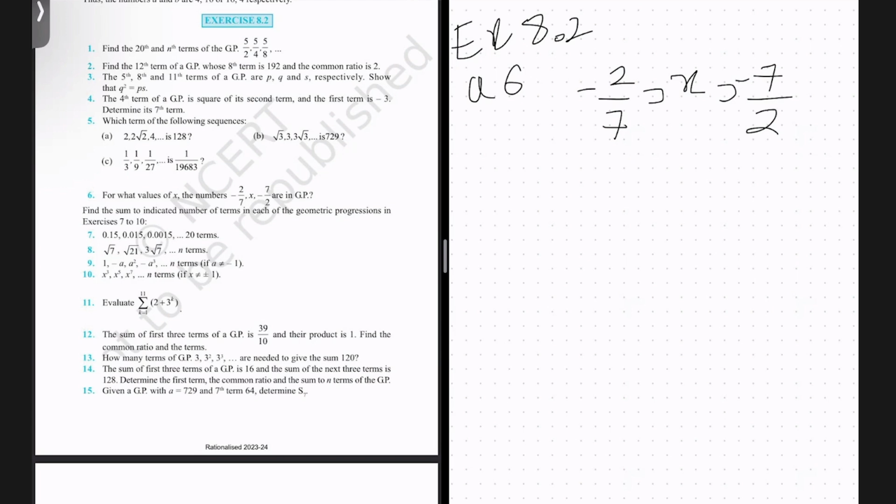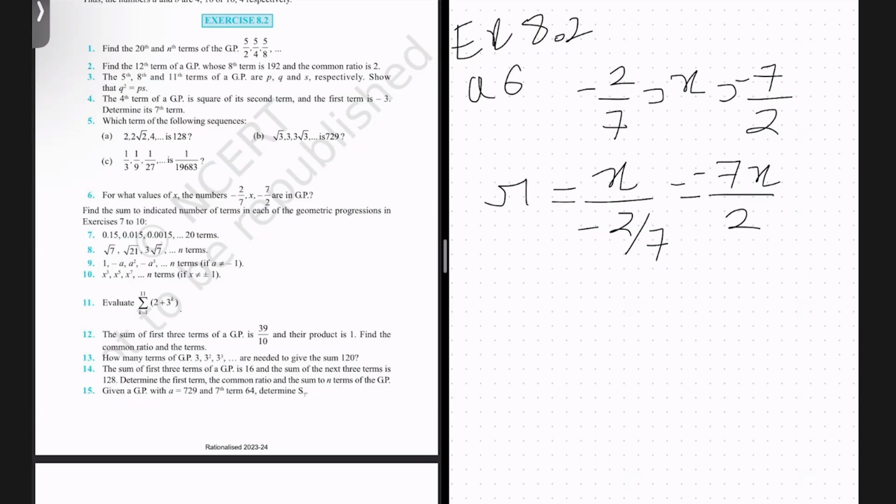If these terms are in the GP, can I say that the common ratio could be expressed as the second term divided by the first term, which is nothing but x divided by minus 2 by 7, which when you simplify is minus 7x by 2. Is this fairly simple, fairly straightforward to understand?